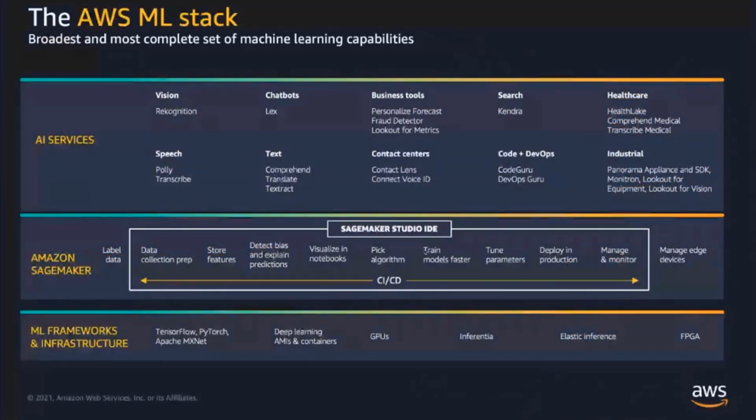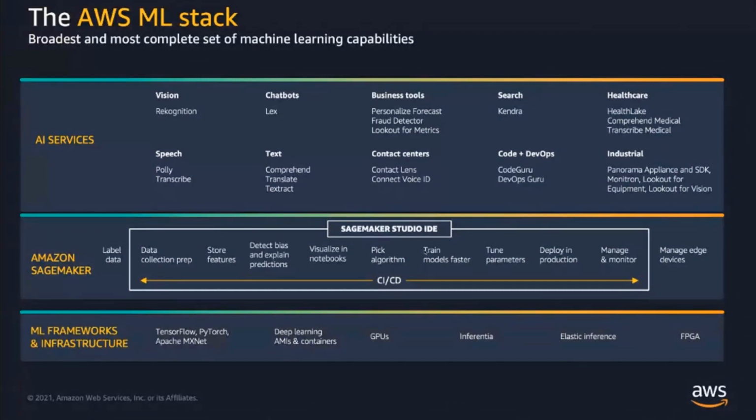Let's first look at how the AWS machine learning stack looks like. If you look at the top, we are innovating on behalf of our customers to make it easy for enterprises to apply machine learning and artificial intelligence to their business use cases without having to know or hire skills specialized on machine learning and AI.